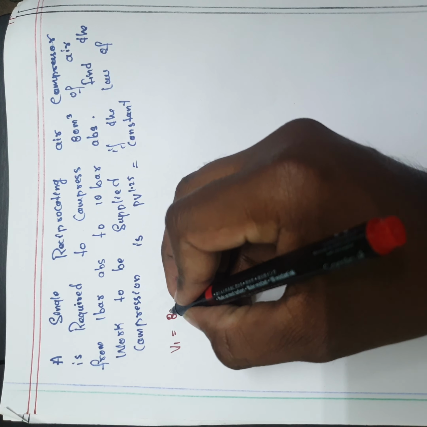So here everything is available; you need to substitute. In place of m, write 1.197. In place of R, 0.29. In place of T1, 288. Write log as it is, P2 by P1. P2 value is 700, and P1 value is 100.